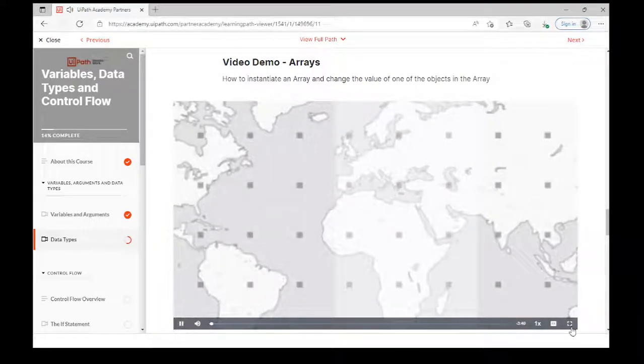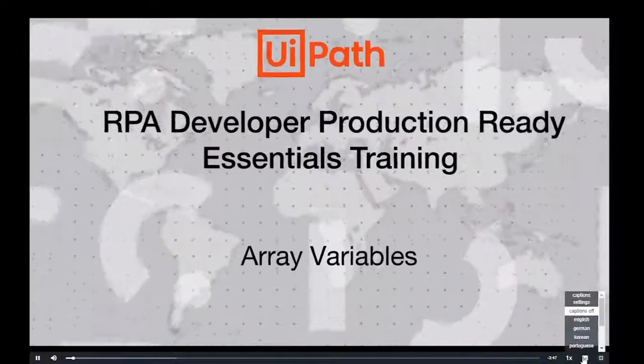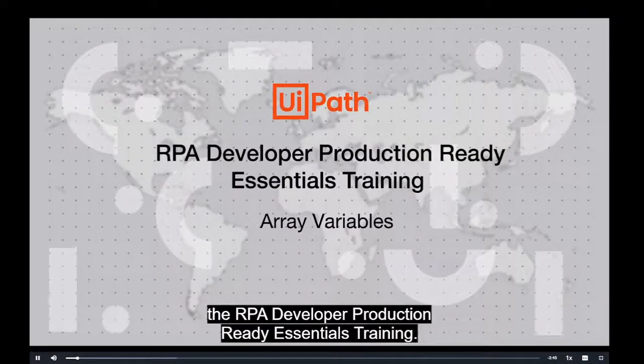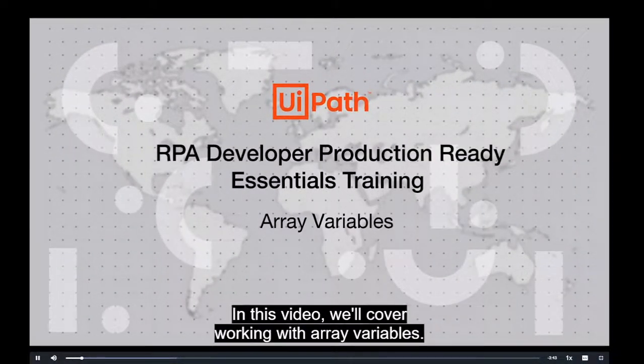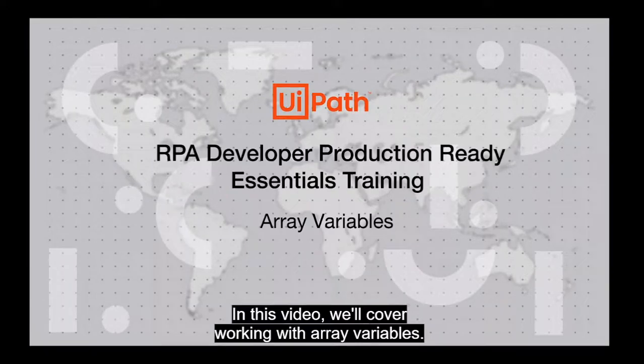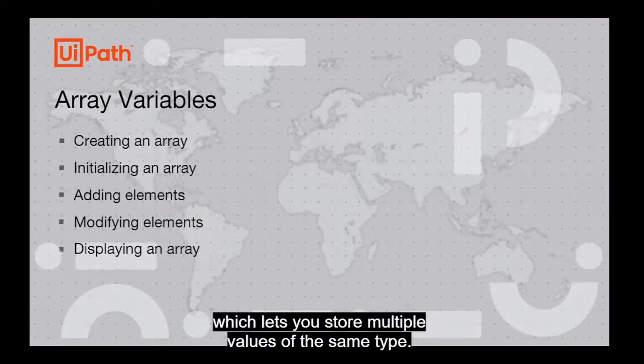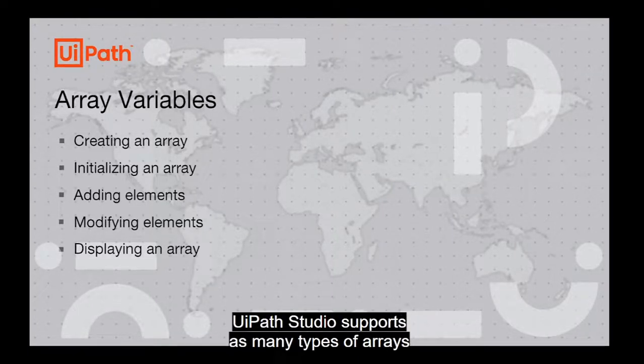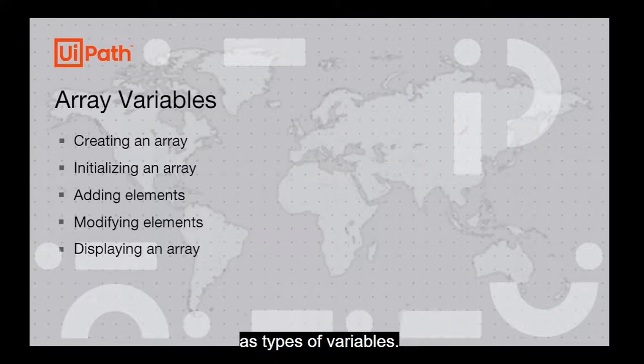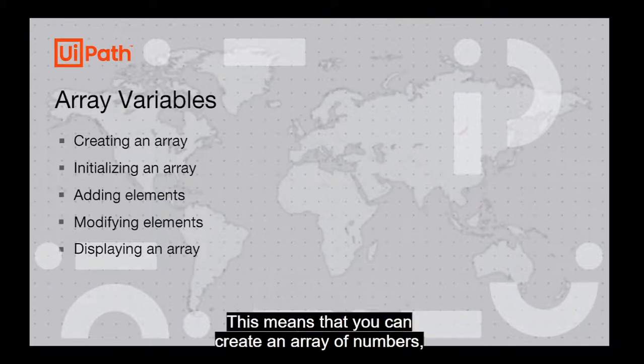Hello and welcome to the RPA Developer Production Ready Essentials training. In this video, we'll cover working with array variables. An array is a type of variable which lets you store multiple values of the same type. UiPath Studio supports as many types of arrays as types of variables. This means that you can create an array of numbers, of strings, of images, of Boolean values, and so on.